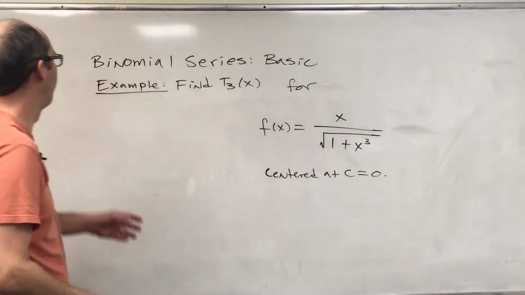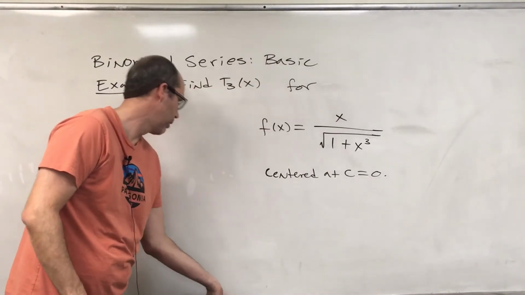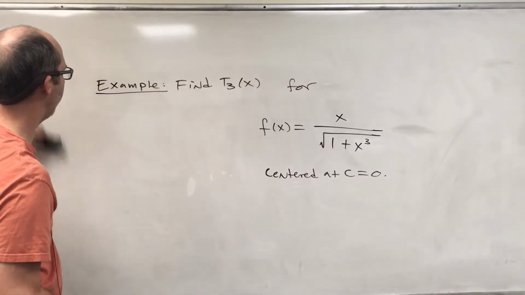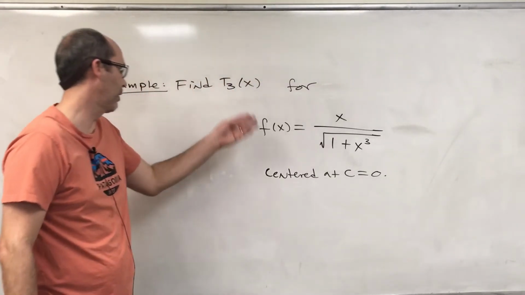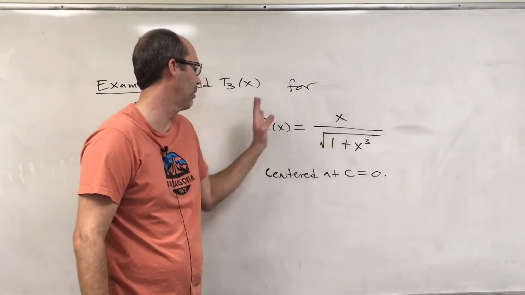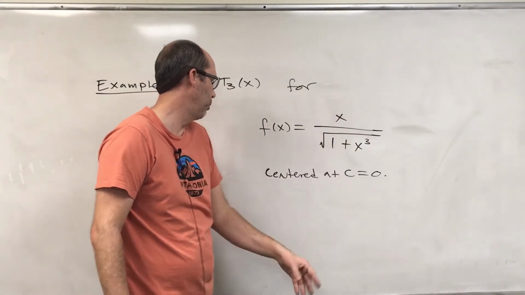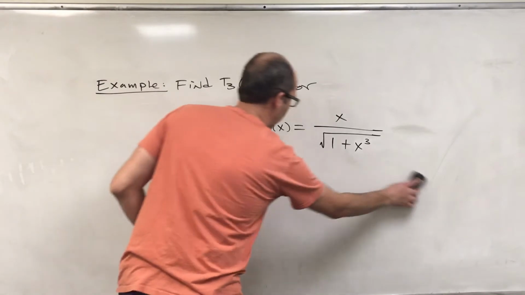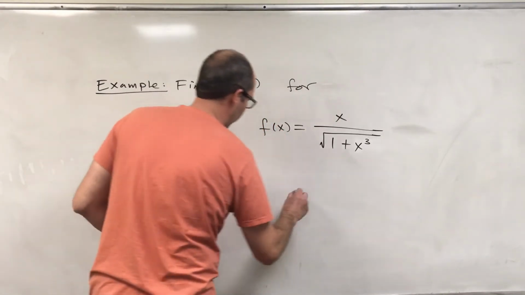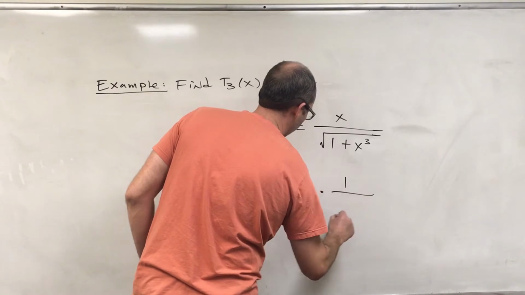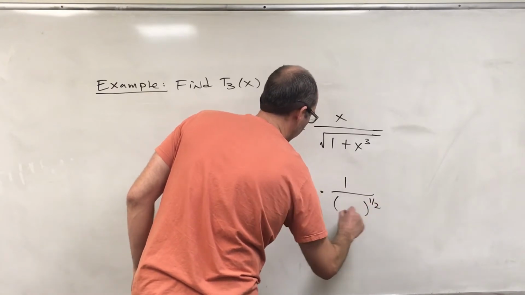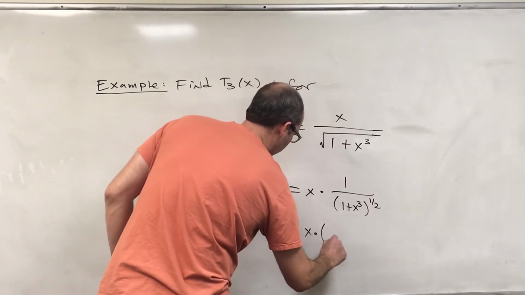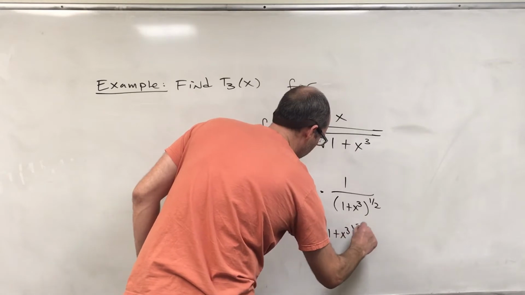All right, here's an example from Binomial Series Basic. We are going to find the third degree Taylor polynomial, T3 of x, for f of x equals x over the square root of 1 plus x cubed, centered at c equals 0. The thing to notice first is that we can write this as x times 1 over 1 plus x cubed to the 1/2 power, which is x times 1 plus x cubed to the negative 1/2.